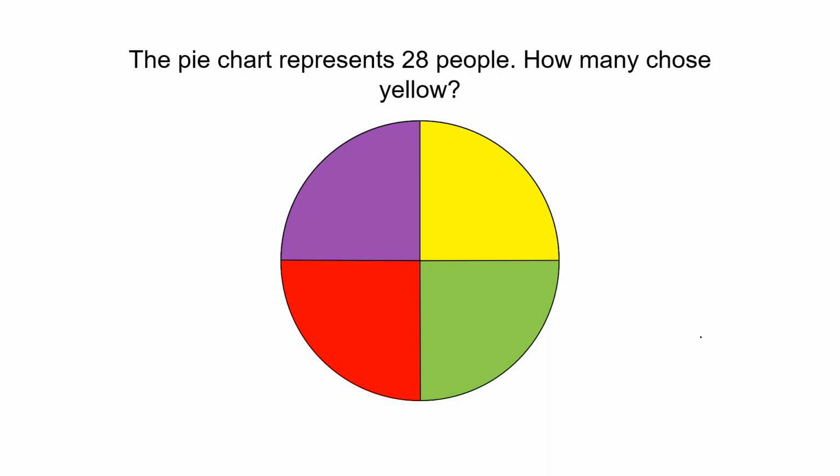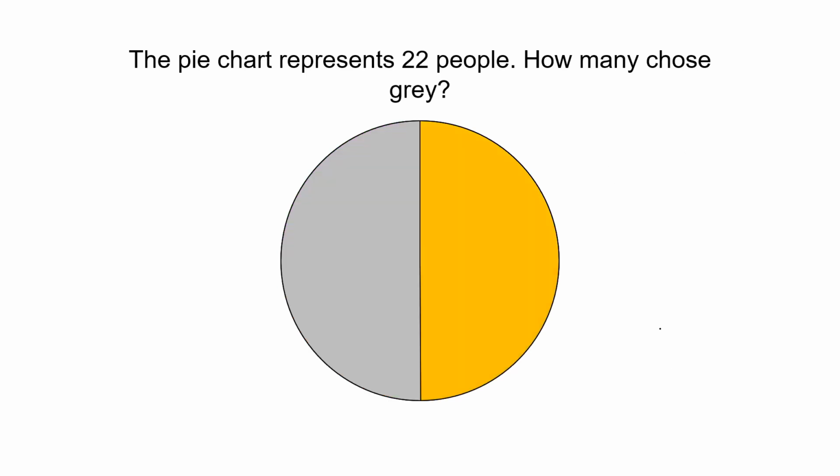What about this one? The pie chart represents 28 people. How many chose yellow? So we'll have a look. Yellow, we've got it's split into quarters. So we know it's 90 degrees over 360, which simplified is a quarter. And we know that the total in our pie chart is 28 people from the question. We only need to find out what the yellow is. So we do 28 multiplied by a quarter, and that gives us an answer of 7. Another way we could have done it is 28 divided by 4, and that would have also given us an answer of 7.